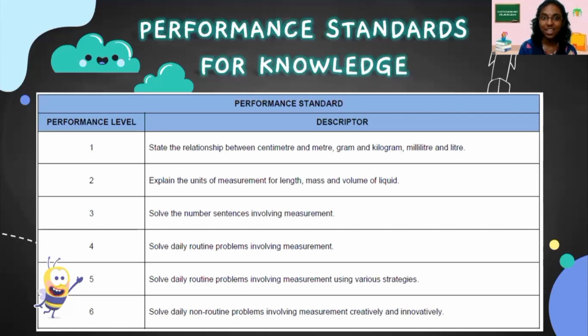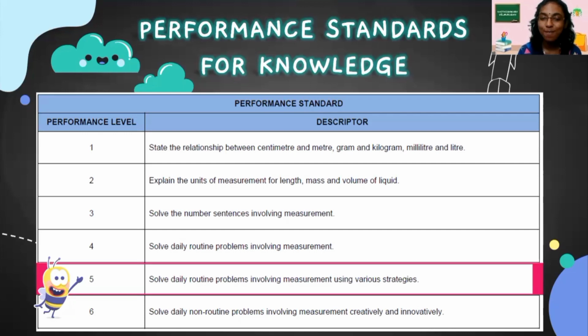Moving to the next slide, the performance standards for knowledge. Based on the activity and also the situation chosen, it is clear that the performance level is 5, where the students will be able to solve daily routine problems involving measurement using various strategies. So, it is clear that the performance level is 5.